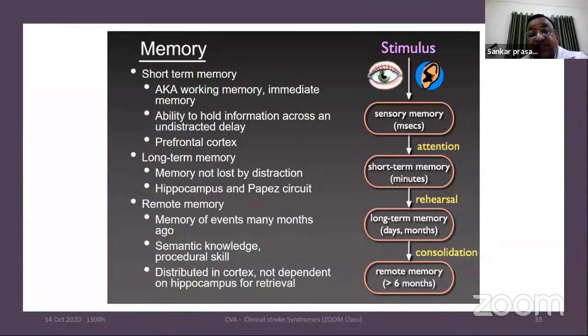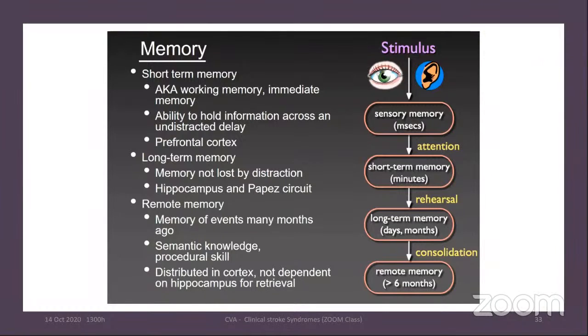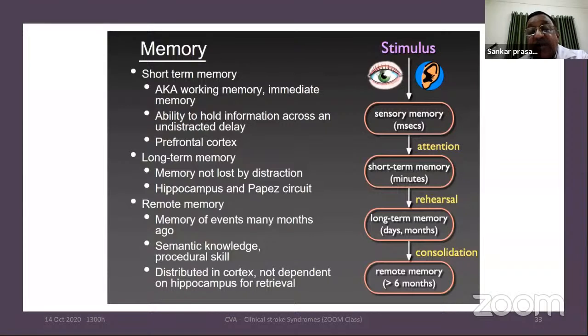And if this memory, which you are now using to remember the task, the talk which I am giving, if you rehearse and recollect a number of times, it will get consolidated and become a remote memory, after more than 6 months. Memory of events of many months ago. This is semantic knowledge. You got procedural skills, and this is distributed in cortex. It is not dependent on hippocampus for retrieval anymore.